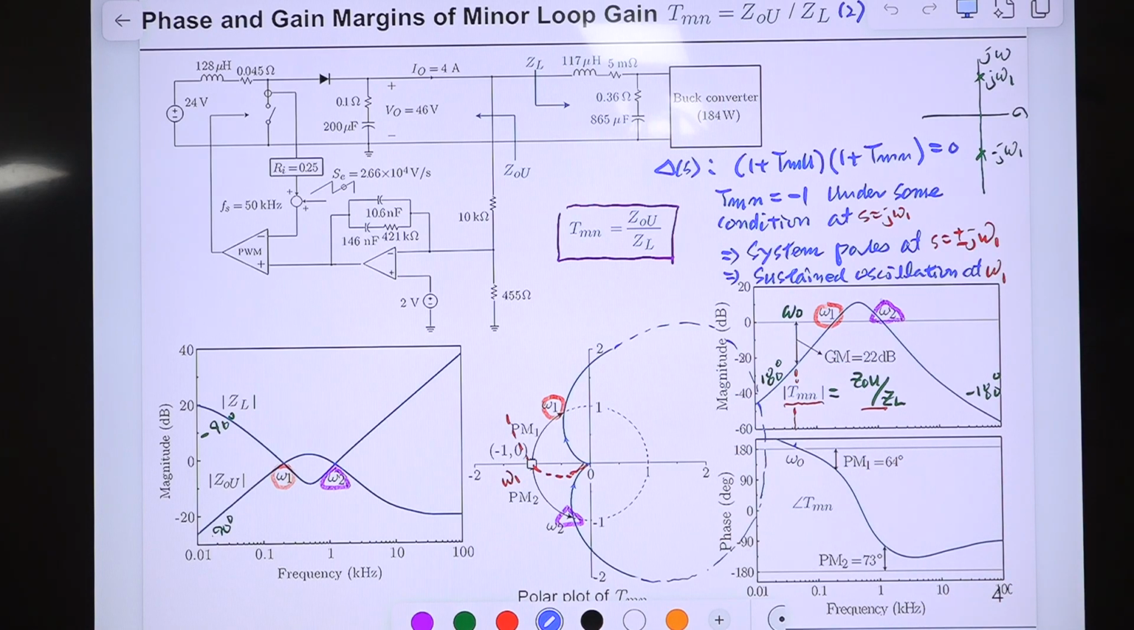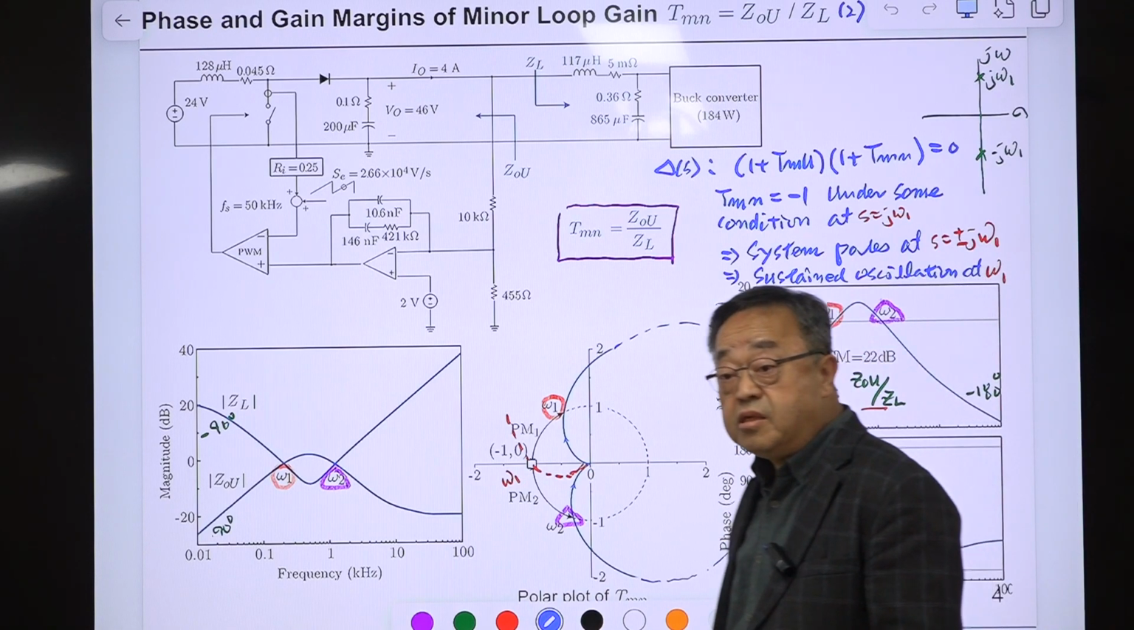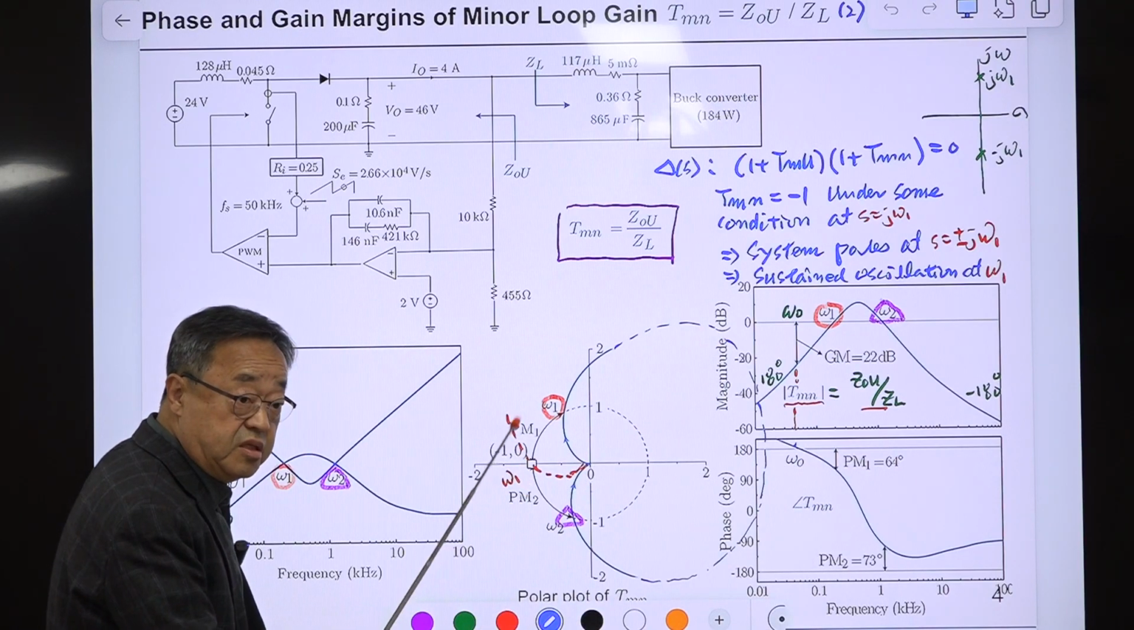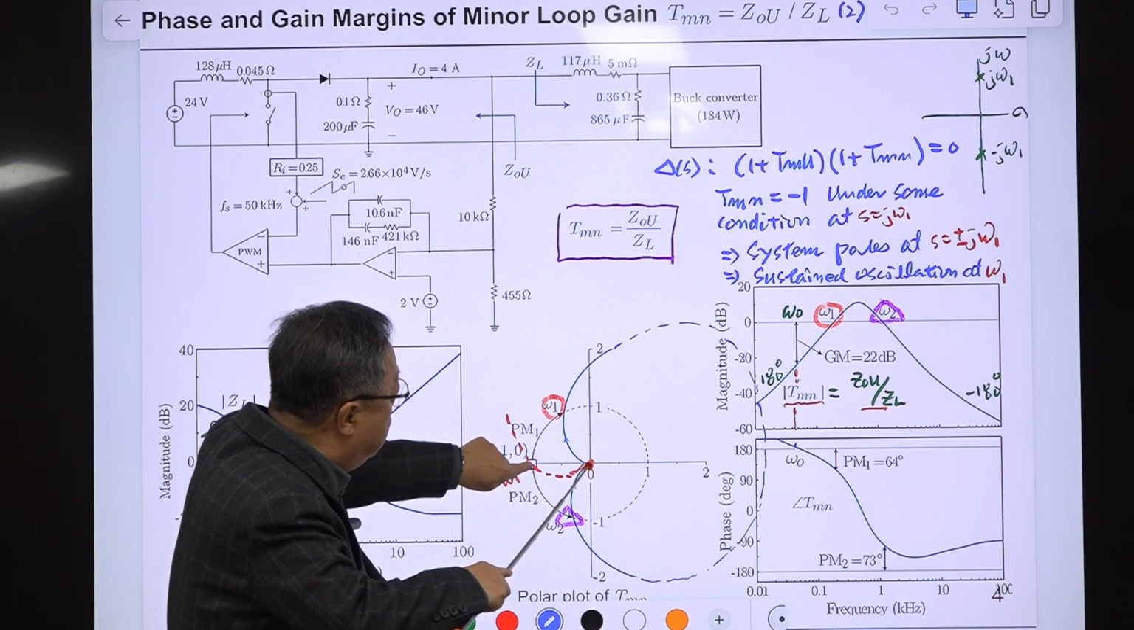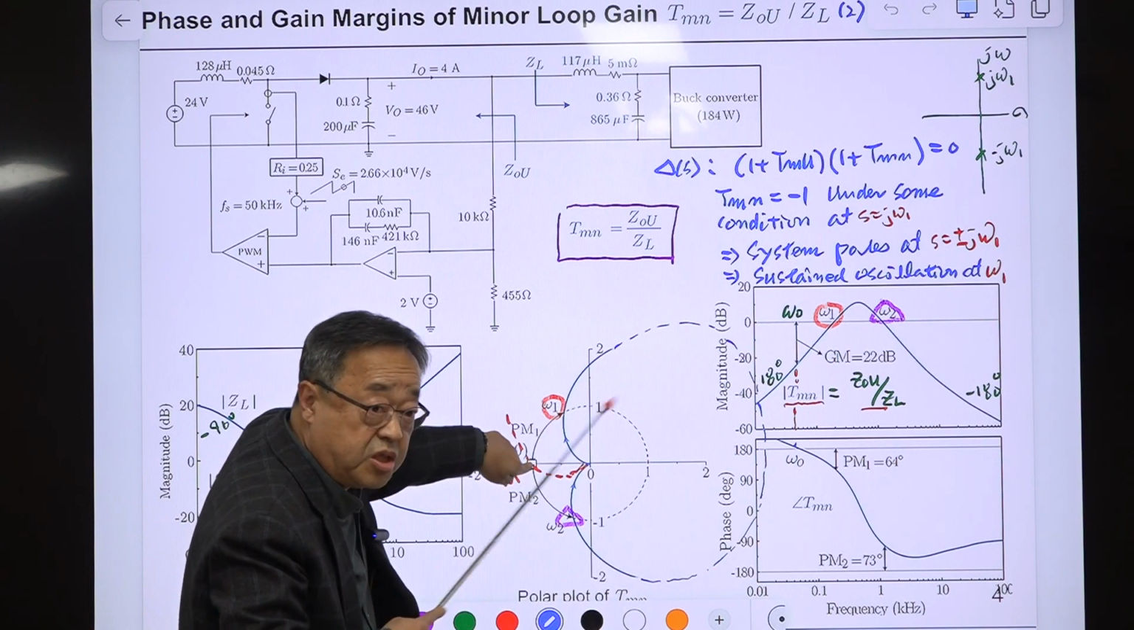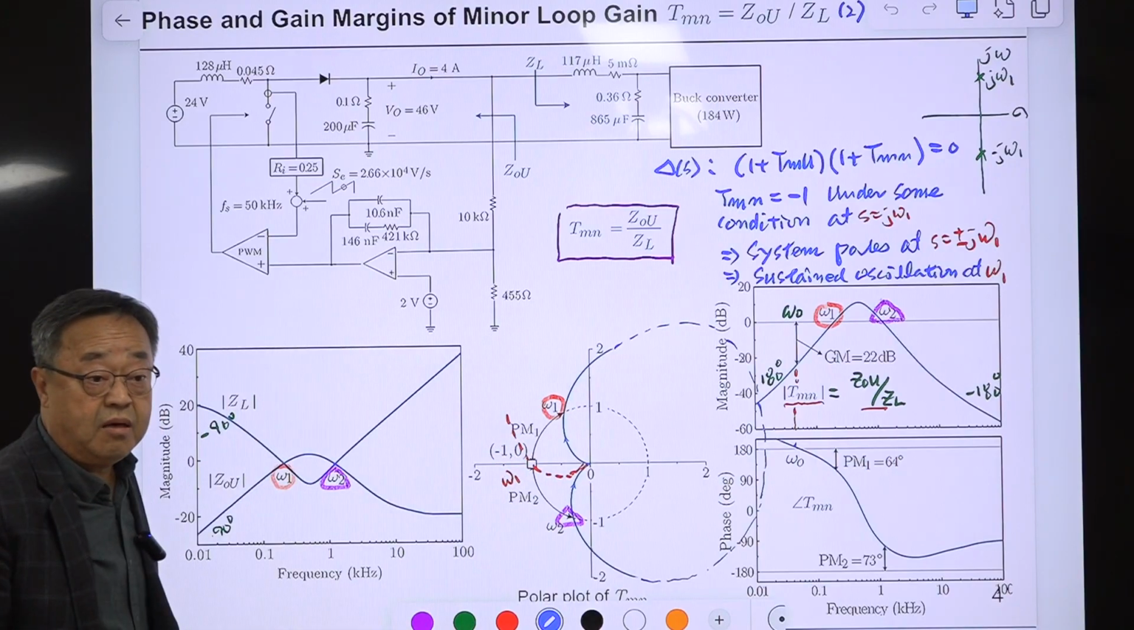And the Nyquist criterion says to check whether this polar plot encircles this point. Encircle means you start out here and you go back to the origin without crossing this. It's not encircling.